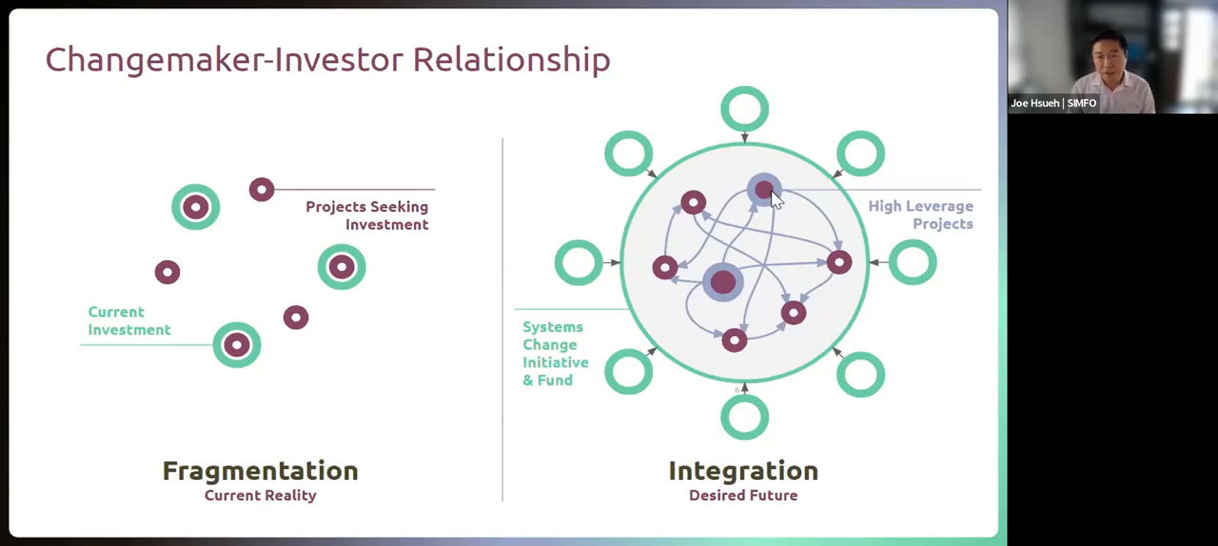And that's on the change side. On the resource side, how do we then bring individual funders together to create a collective funding mechanism so that we can collectively grant and invest to shift the system together? So it's integration both on the change side and the resource side, bringing them together to shift the system.